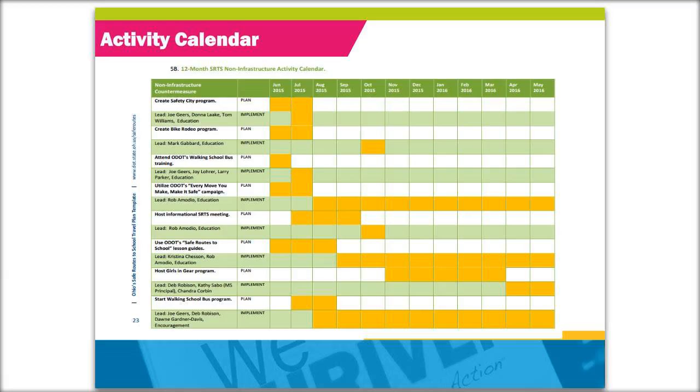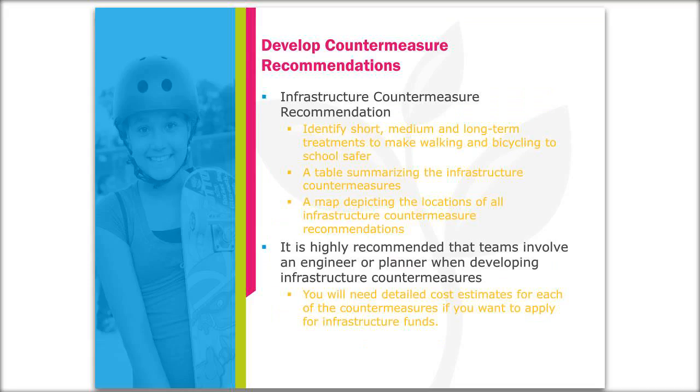This activity calendar is a required part of the school travel plan. There's not a certain number of non-infrastructure countermeasures that you want to have, but you want to be realistic in what your school and community can accomplish within a 12-month period. Remember, your school travel plan is a fluid document, so after you complete the first 12 months, you can go back and create a second activity calendar for the next school year as well.